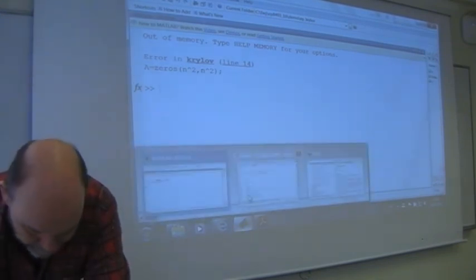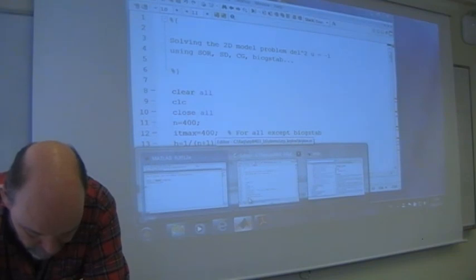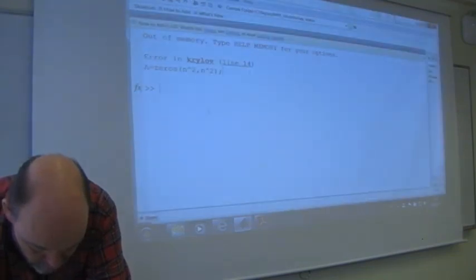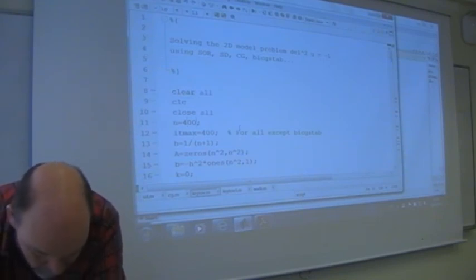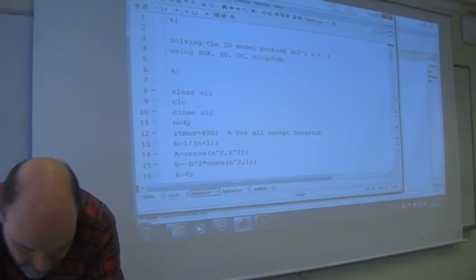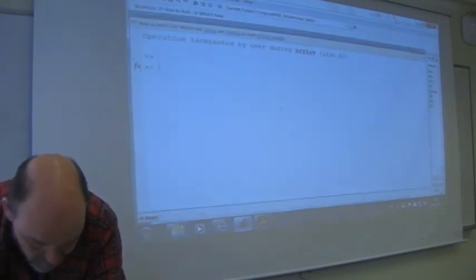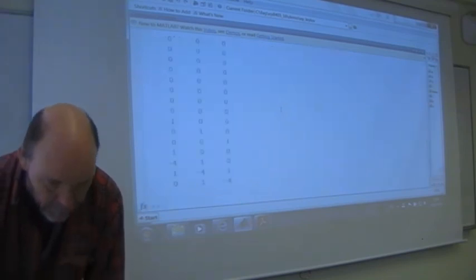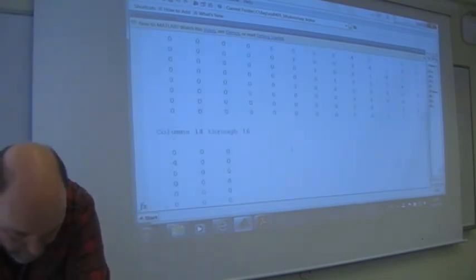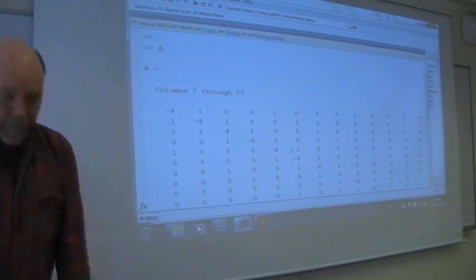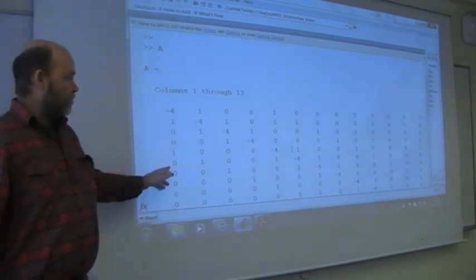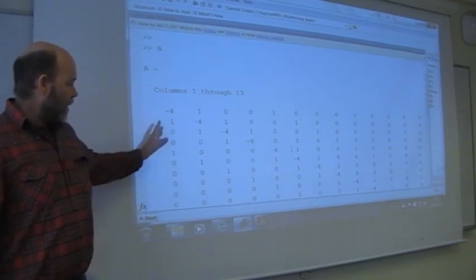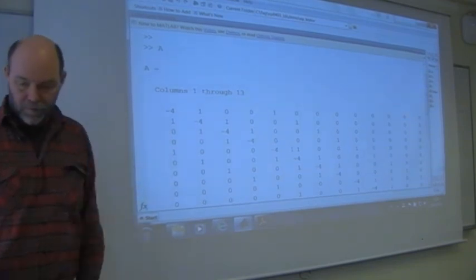Well, you have a good trick. I can show it to you if I go back to the simplest one. 4 by 4 unknowns. That's 16. And my A matrix now looks something like this. Then you don't store all the zeros. Store only elements in the matrix that are different from zero.